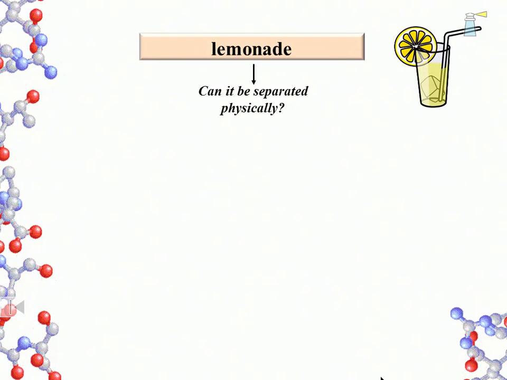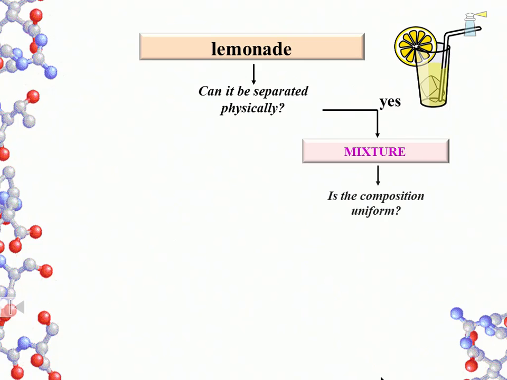And finally, we return to our sweet, delicious lemonade. Can it be separated physically? Yes, it can. If a glass of lemonade is left outside for a few days, the water will evaporate, leaving sugar and lemon residue. Is the composition uniform? Well, if it is made with a concentrated lemon juice, without pulp, and there are no ice cubes in it, then it is yes. It is uniform and therefore homogeneous.